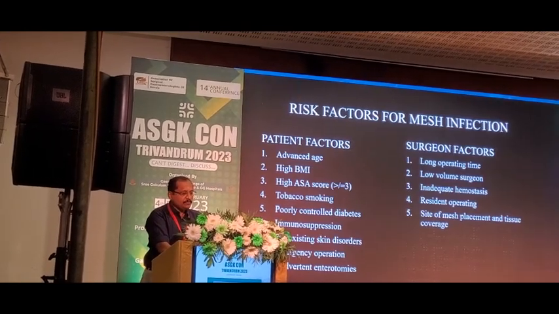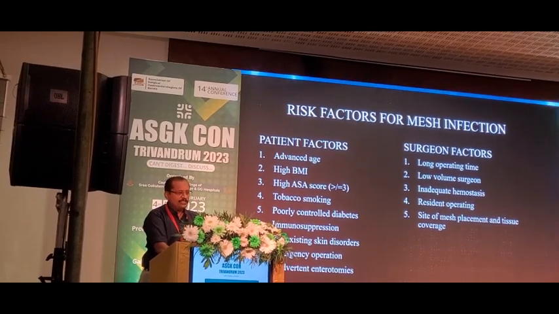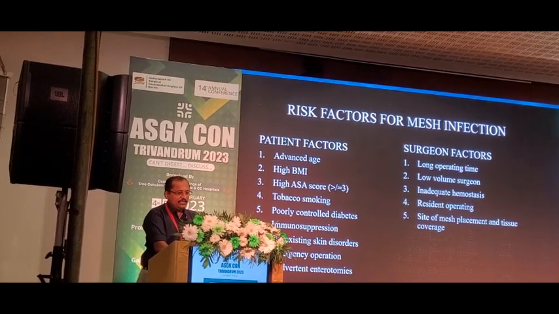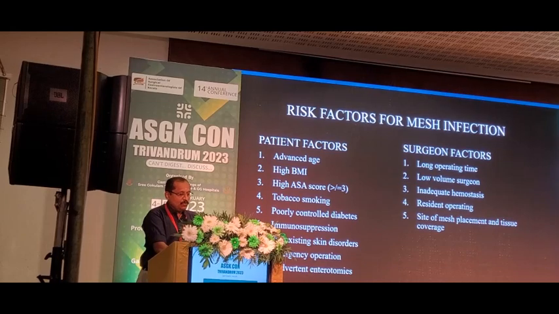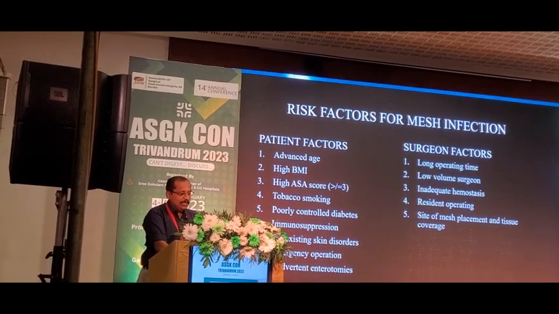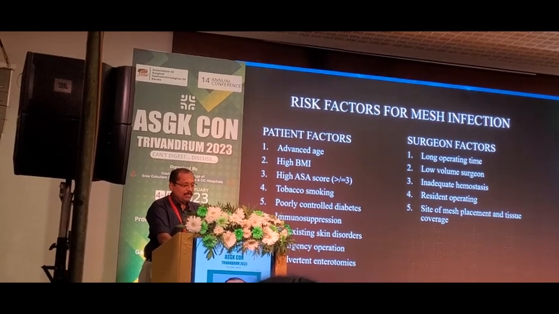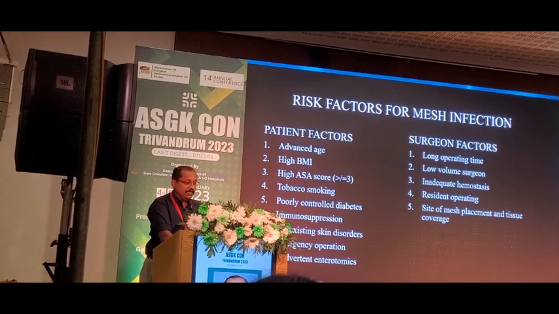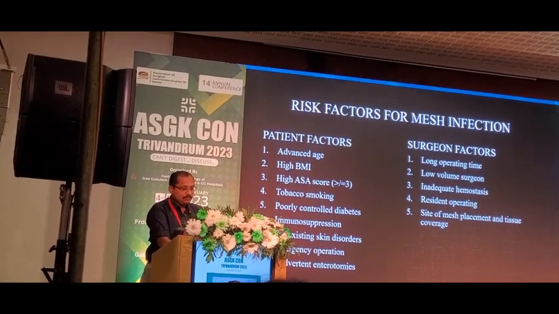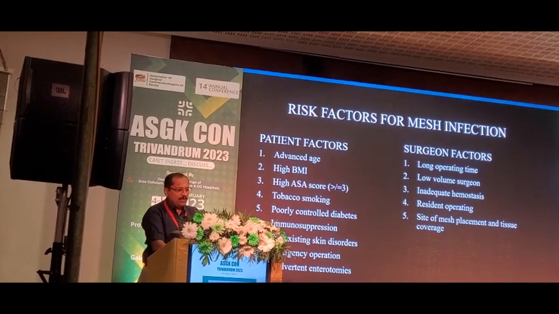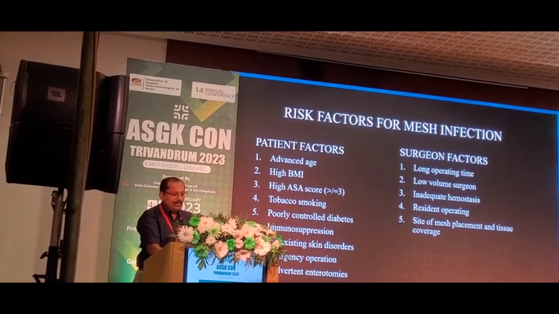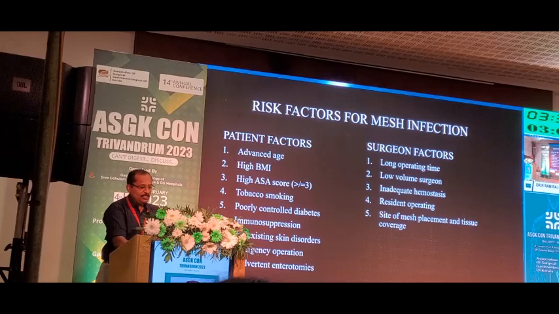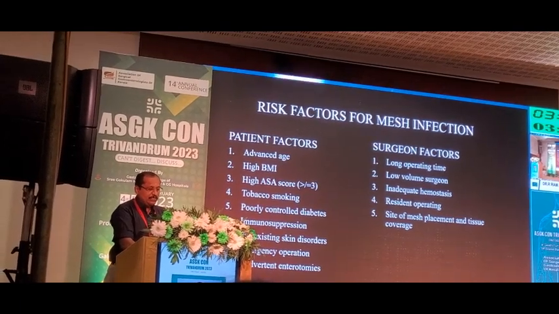We have certain risk factors associated with mesh infection which have been elucidated in the different studies that have been undertaken. Those are enumerated here. We have the patient factors and the surgeon factors. Patient factors, as we know, are basically advanced age, high BMI, high ASA score, tobacco smoking, poorly controlled diabetes, immunosuppression, pre-existing skin disorders, and emergency operation, especially those where you have inadvertent enterotomies. The surgeon factors are long operating time, especially by a low volume surgeon, inadequate hemostasis, and a resident operating, which has been mentioned in a few studies. It doesn't mean that an experienced person is immune to this. Site of placement of the mesh also has been found to be important.